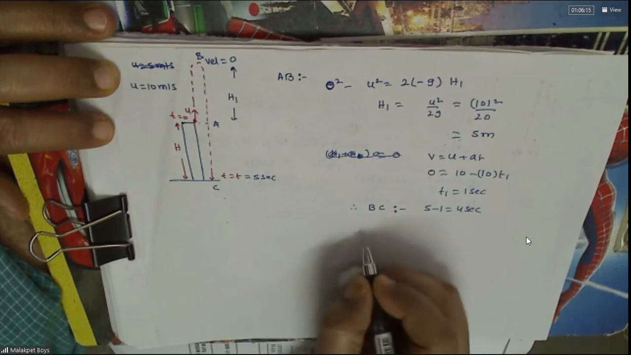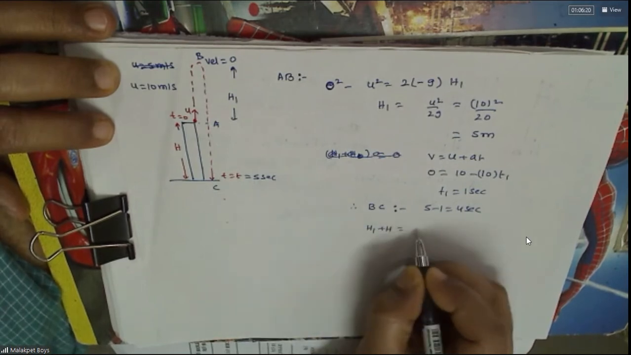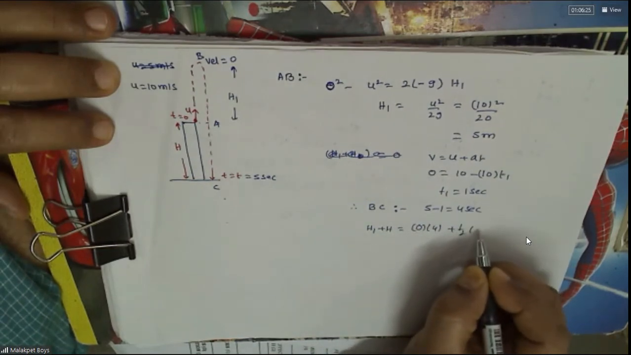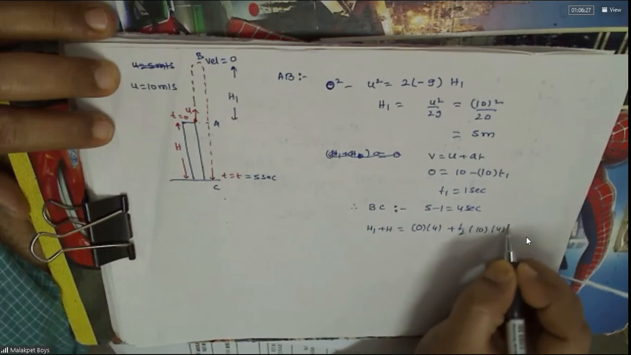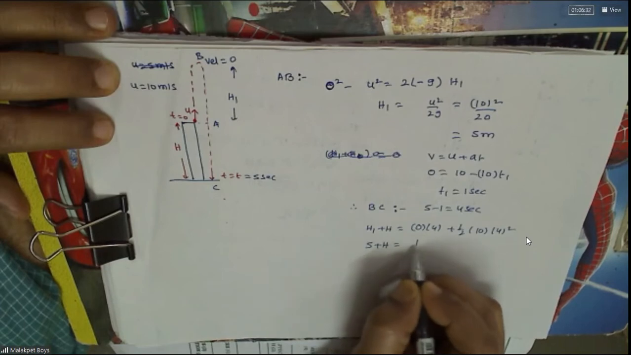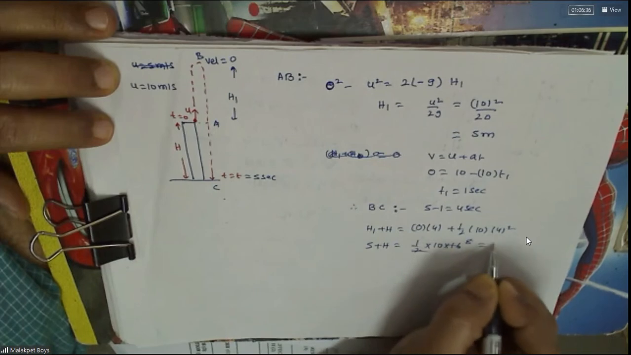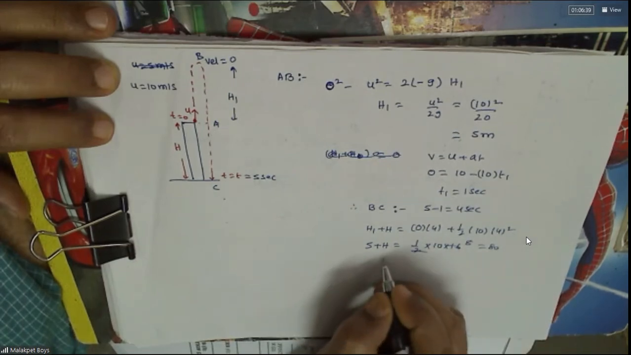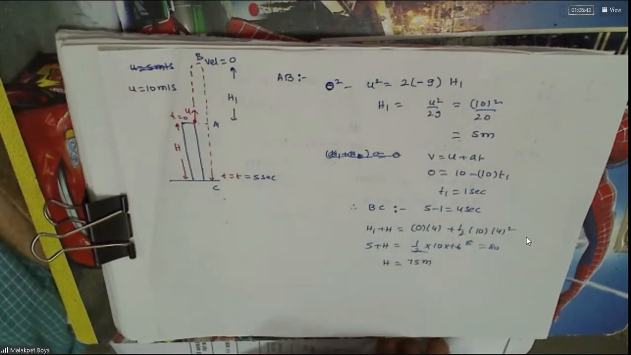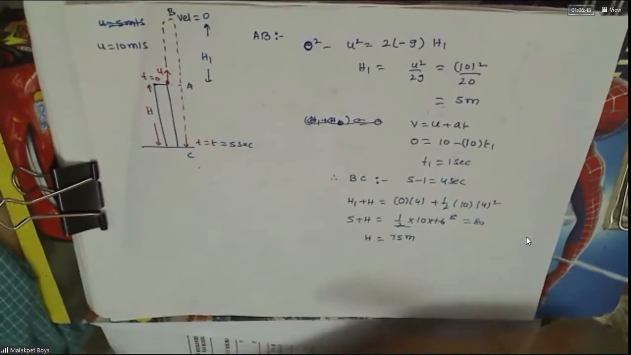So what you used to do is, B to C, H1 plus H is equal to, there is plus half into G, value used to take, 4 square. This is H1, you got 5 plus H equals half into 10 into 16. This is 80. So what is H you got? 75 meters. Understood this? Yes, sir. This is one method.